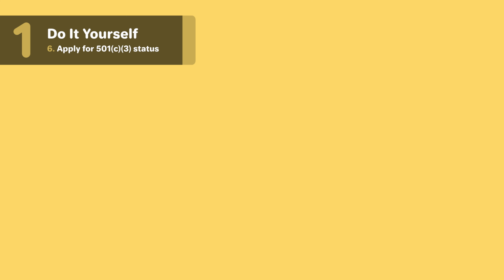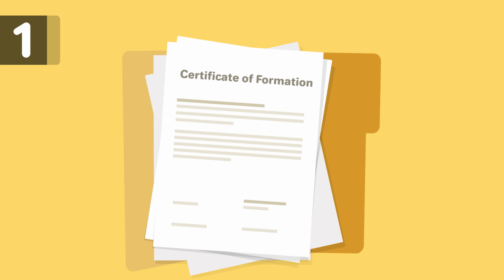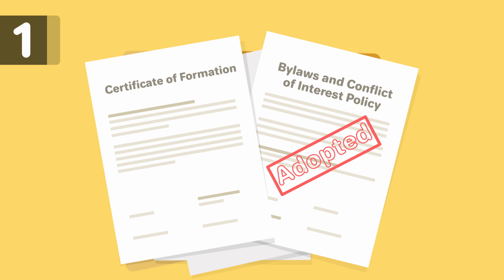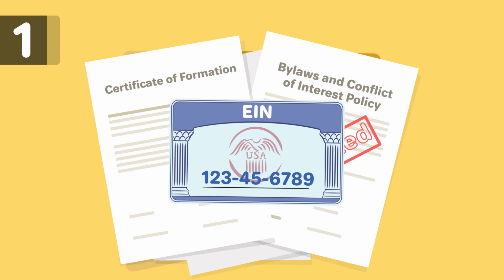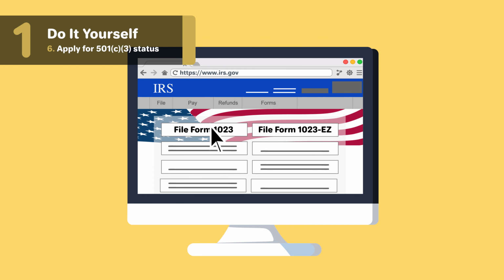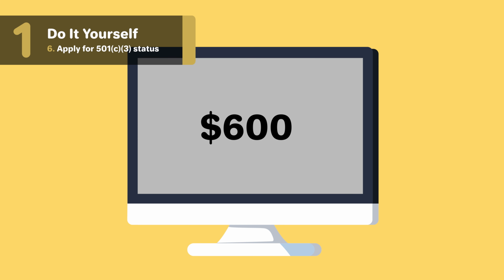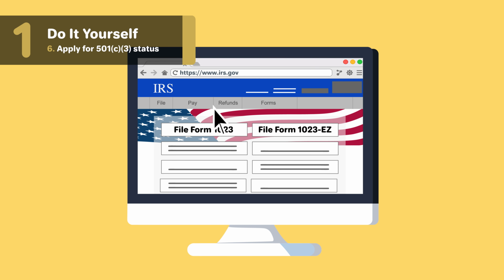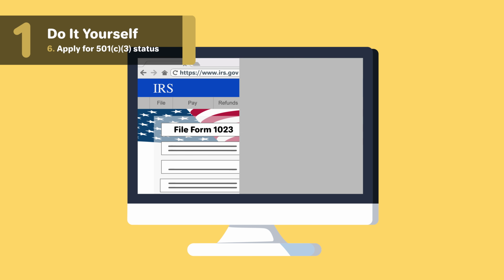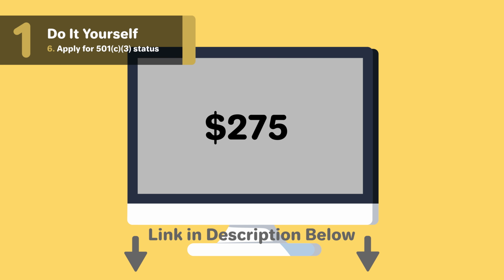Before your nonprofit can apply for 501c3 status, it must file the Articles of Formation with the required provisions, adopt the bylaws and conflict of interest policy, and have an EIN. In order to file for tax-exempt status, most organizations will need to file Form 1023 online or by mail and pay a fee of $600. If your organization's annual gross receipts are below $50,000, then you may be able to file Form 1023-EZ with a fee of $275. You can check your eligibility with the link in the description below.